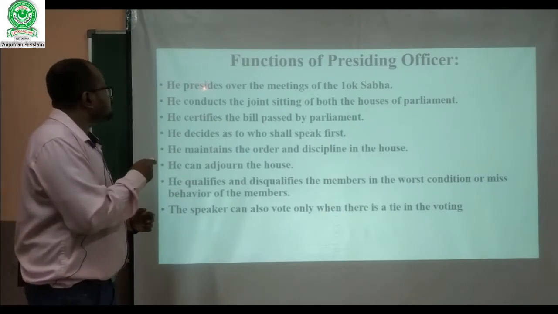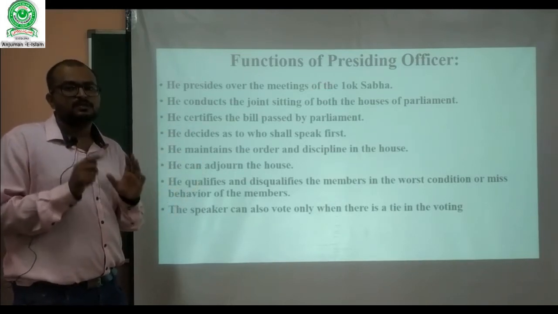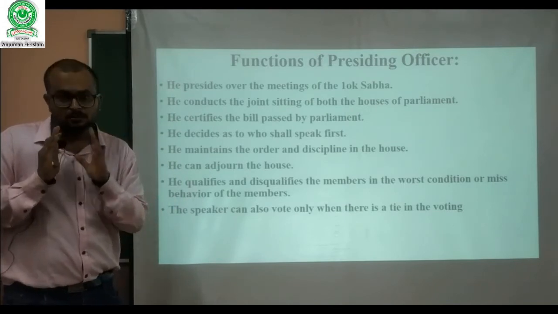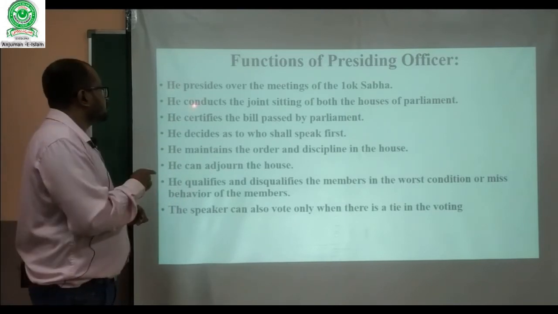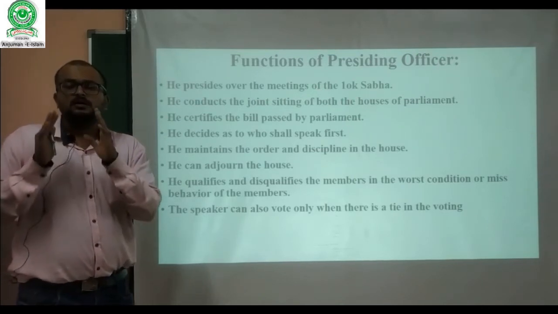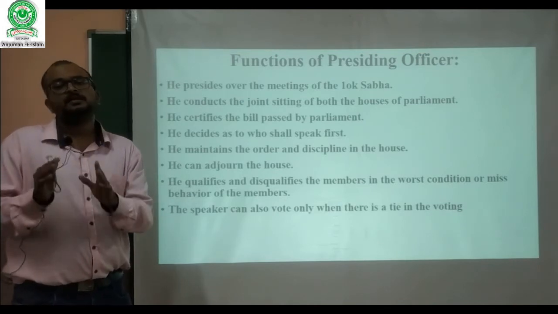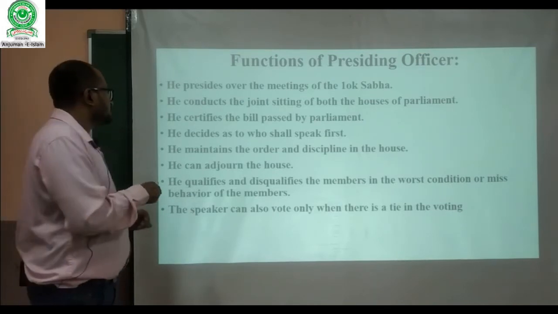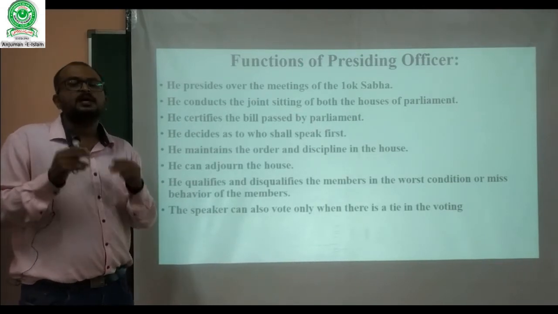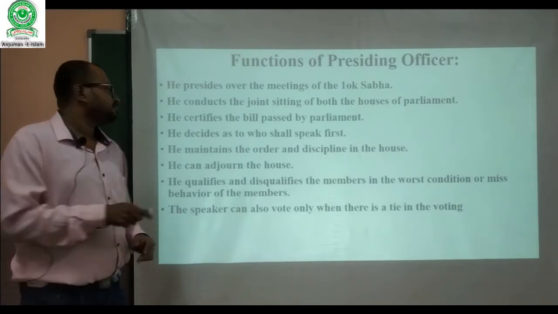He presides over the meetings of the Lok Sabha, meaning he looks after the proceedings. He takes into consideration who is speaking properly and who is not. He conducts the joint sittings of both the houses of parliament, meaning he can conduct the joint sessions of Lok Sabha as well as Rajya Sabha for amending some of the important bills. He certifies the bills passed by the parliament, meaning he certifies the bills which have got a majority in the Lok Sabha.